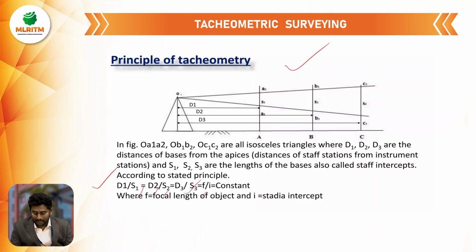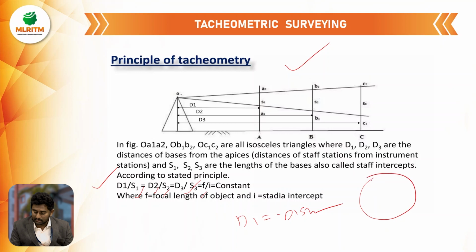Distance, d, it can be instead of distance 1, distance 2, distance 3. S1, S2, S3 are the staff intercept values. S1 is the first staff intercept value. S2 is indicated by the staff intercept value 2. Next, S3 is staff intercept value 3.